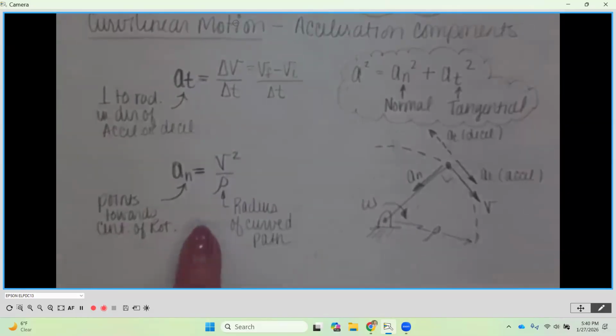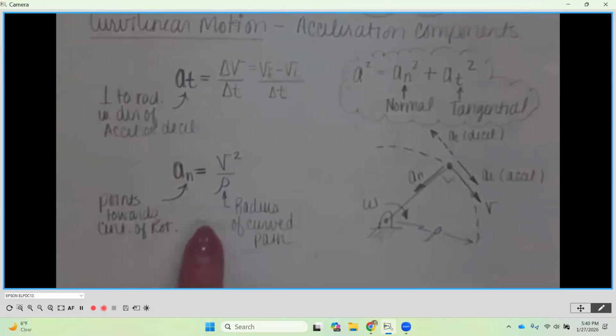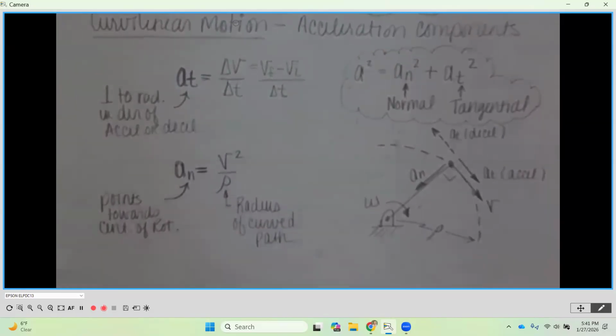And then the normal component is going to be calculated using the velocity squared divided by rho. When we were in kinematics, we used the lowercase r for this variable. In this book, they use rho. It's the radius of the curve of the curved path.